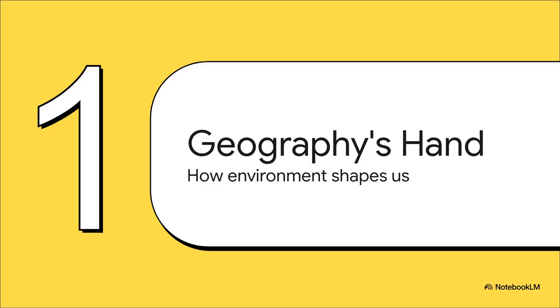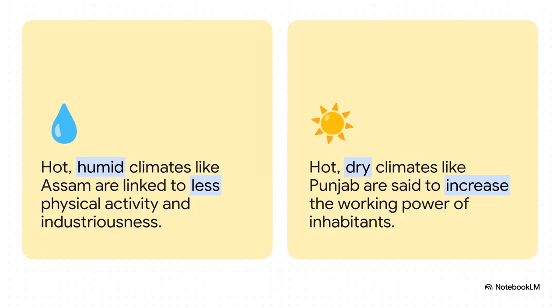Okay, so let's start right there. This is our first section. Because before we can even think about rebuilding an economy, we've got to understand the invisible ways our environment is already shaping us. So this gets into something called the east-west theory. The source we're looking at suggests that folks in hot, humid climates, say like Assam in the east, tend to be, well, less physically active than people in hot, dry climates like Punjab in the west.